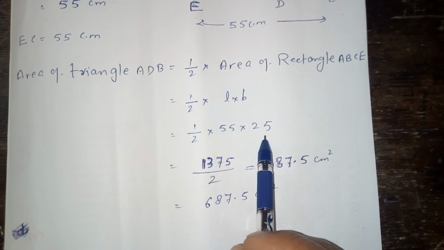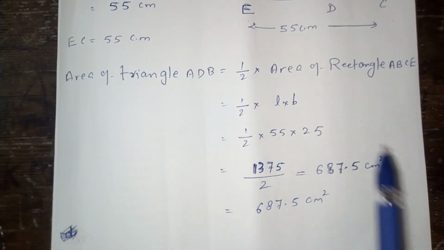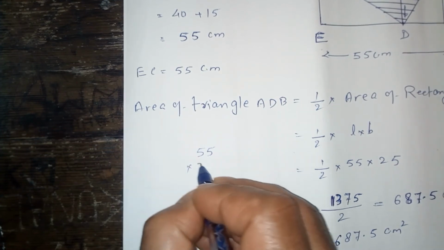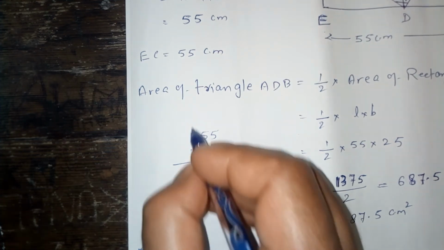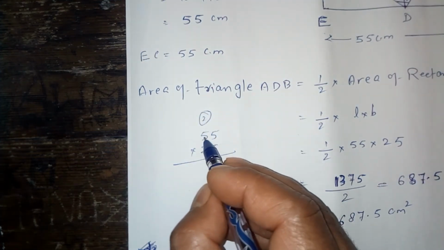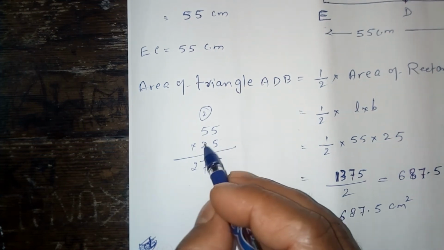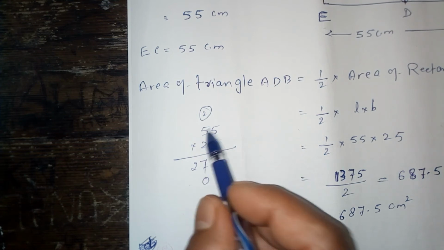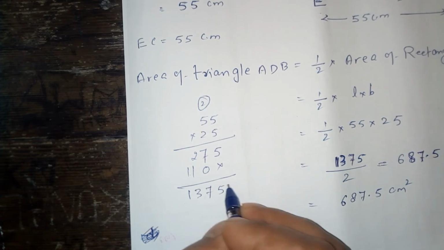Now we will discuss what the answer is. Again, 55 into 25. Now look here, please all of you look here. 5 fives are 25, carry over is 2. 5 fives are 25 plus 2, 27. Again 2 fives are 10, this is 0, carry over is 1. 2 fives are 10, 10 plus 1, 11. After adding you will get 1375.